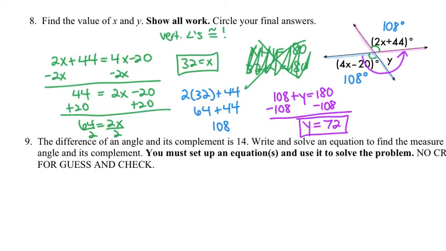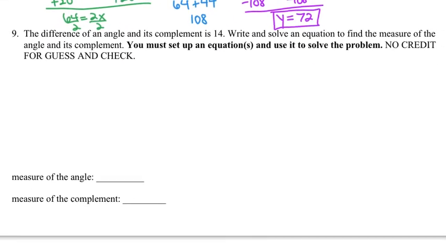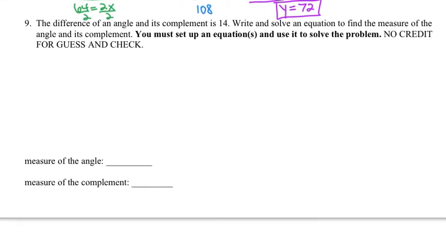All right, for number 9, we've got one of those complement supplement problems. So this one's just talking about a complement. There are lots of different ways that you can do this problem. I'll show you first the way that I always do them. So first of all, we're talking about an angle and its complement. The difference of an angle and its complement is 14. That means the angle is bigger, okay? That has to be bigger because the difference is positive. The order matters. Its angle minus complement is 14.